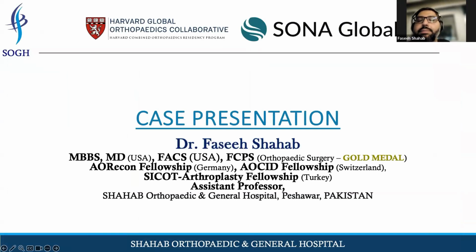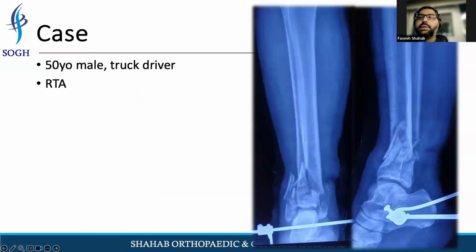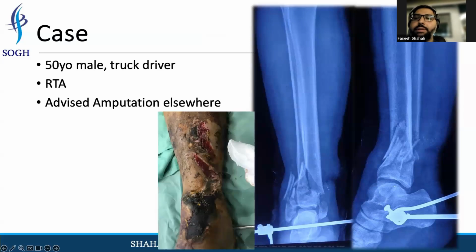Next slide, please. So the learning objectives for this case are to talk about the staged approach for open Pilon fractures and also discuss a salvage option for these fractures. Next slide. So this was a case of a 50-year-old male who was a truck driver. For some reason, he was trying to do something with the tires of the truck, and the emergency brake failed, and one of the tires went over his leg. At the first place he went to, he was advised amputation, but they did pin a tibial traction pin.